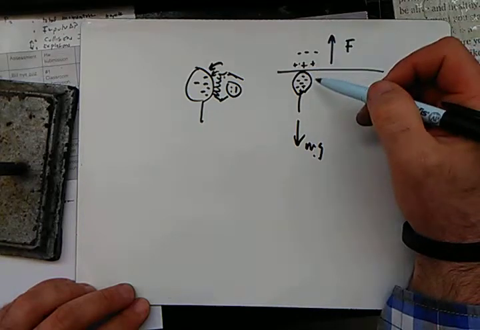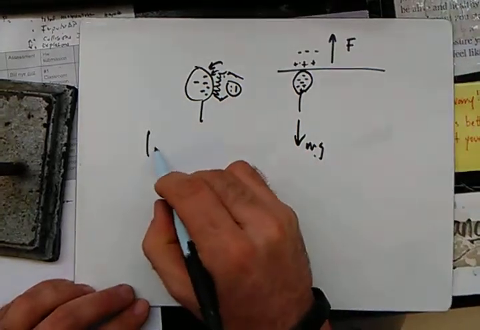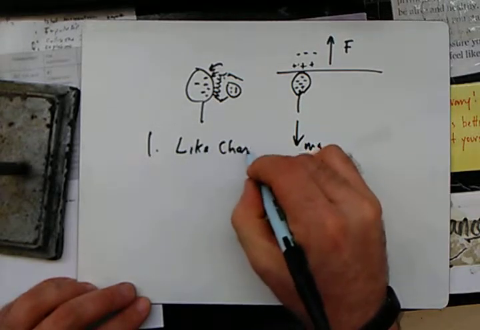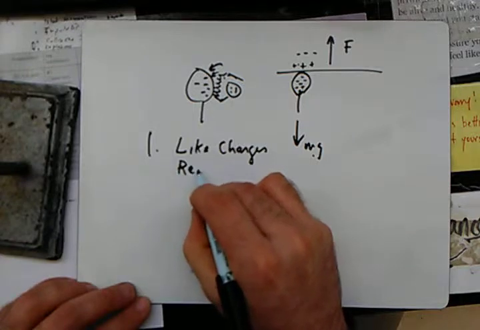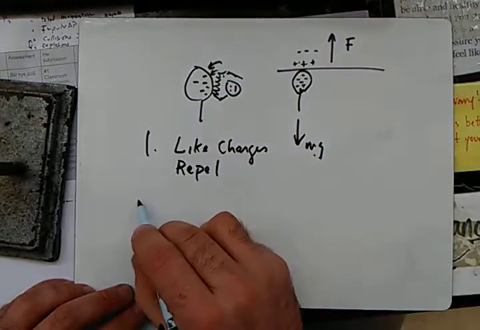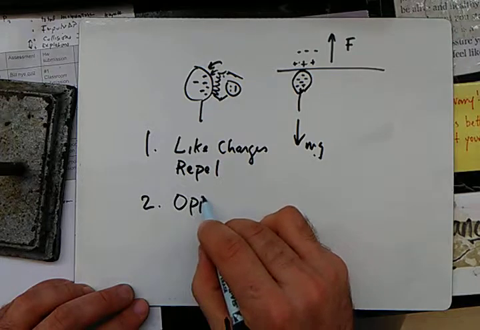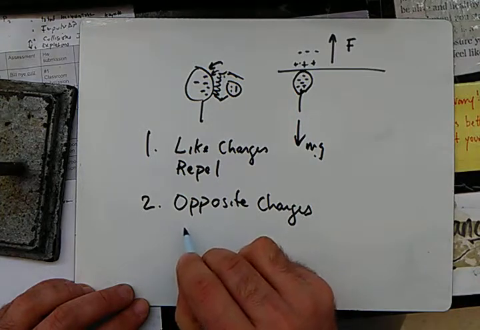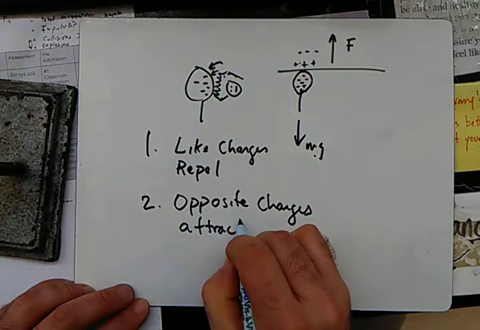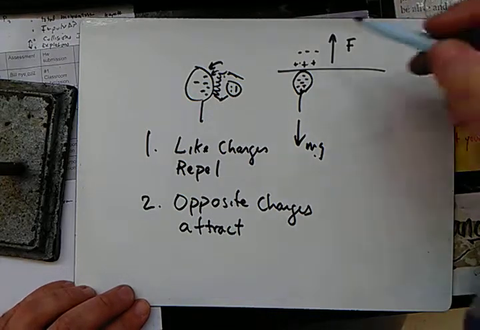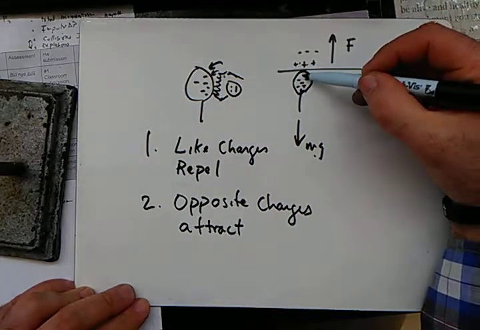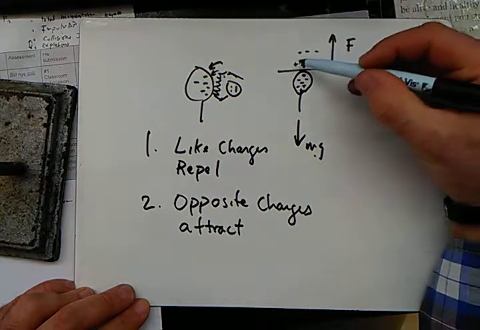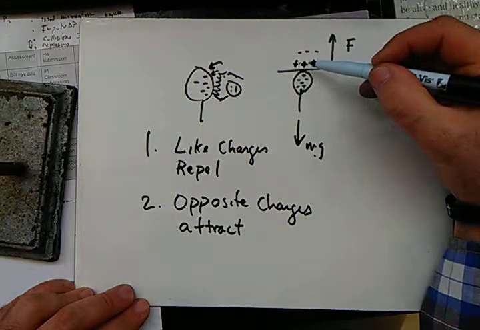So that tells us a little something about electric charges. Number one, like charges repel. Number two, opposite charges attract. So if the charge is opposite, if we have a buildup of electrons on one side and a buildup of protons on the other side, then these two will attract each other.